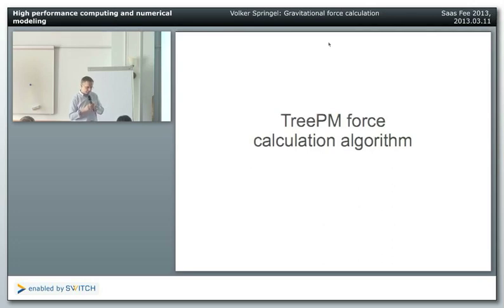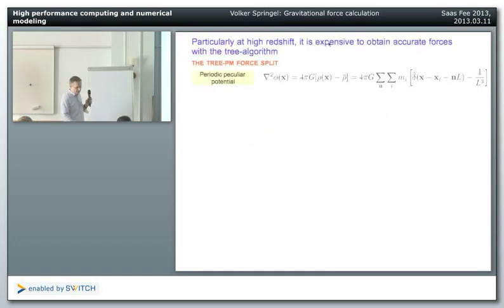Now finally, let me discuss a method that I myself like to use, which is the TreePM approach. And that kind of tries to combine what we heard about the tree algorithm with the particle mesh algorithm. And we go back here to the equation that was there this morning.